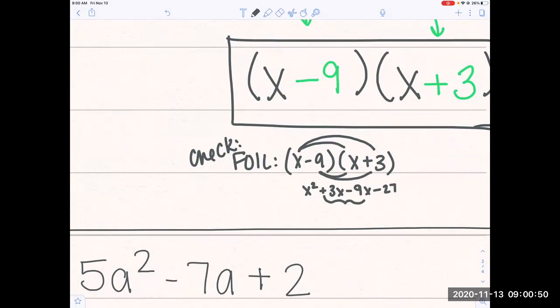Simplify the middle, or combine like terms. 3x minus 9x is going to give me -6x. Carry everything down. And that is what my question started with. So I do know that I got that problem right.